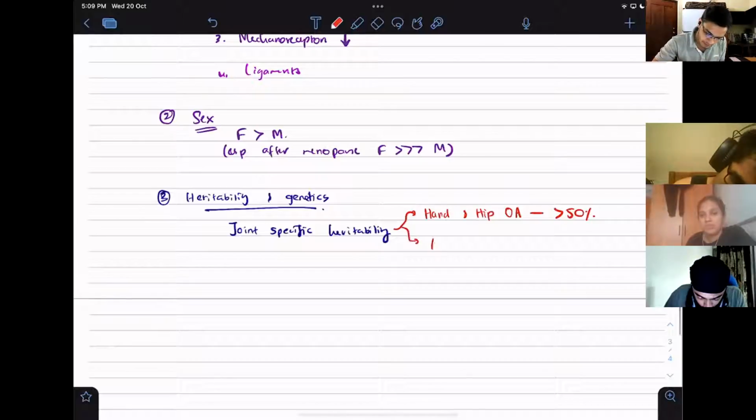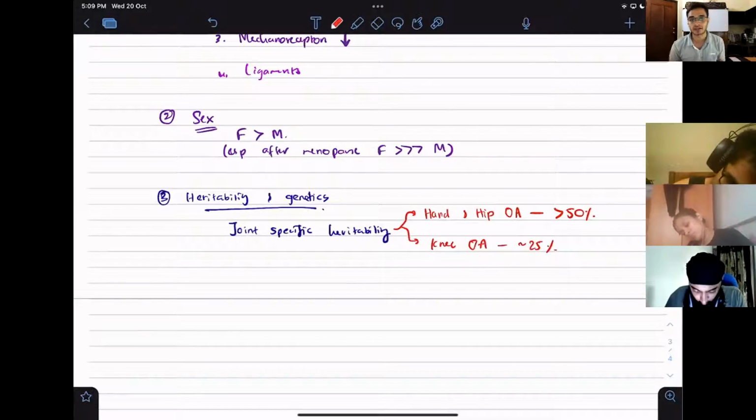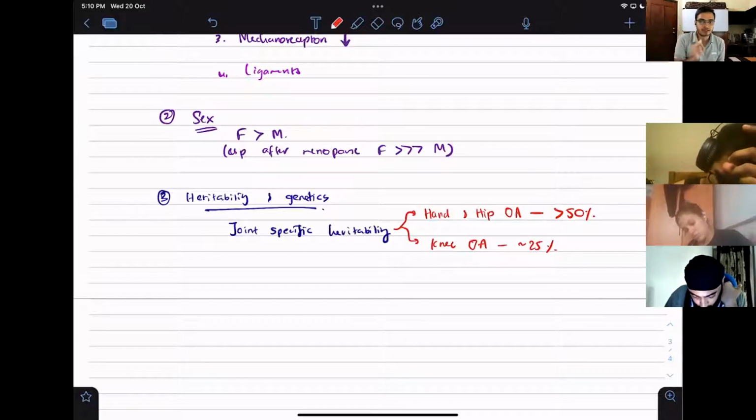But if you compare that to knee osteoarthritis, you will find only about 25% of the cases have heritability. Others are caused by obesity, which we will talk about next. So that's why we say this is a joint specific heritability.